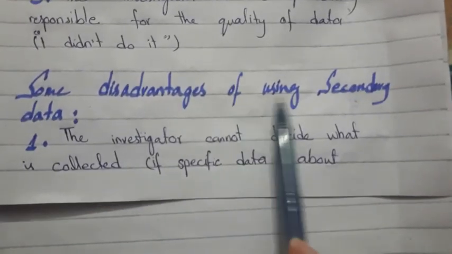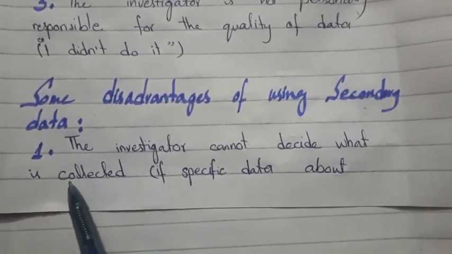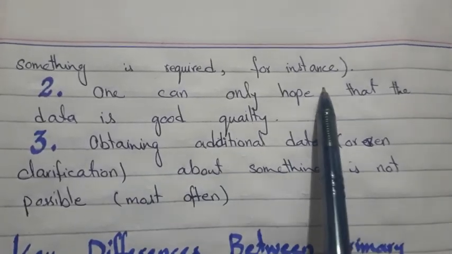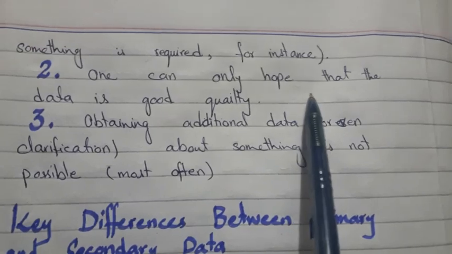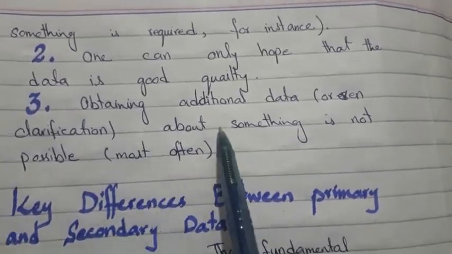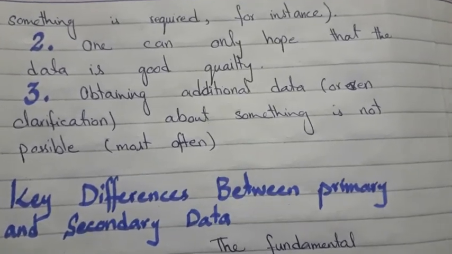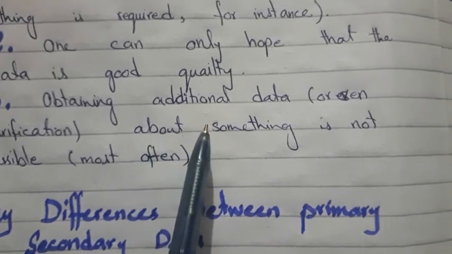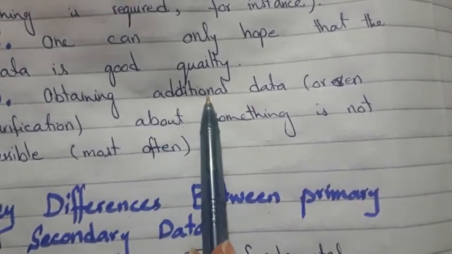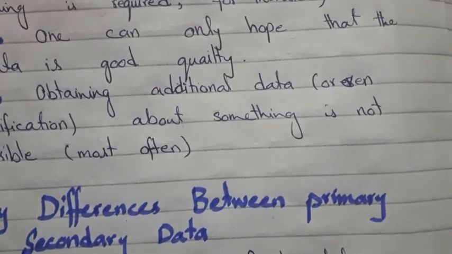Some disadvantages of using secondary data: the investigator cannot decide what is collected if specific data about something is required. For instance, one can only hope that the data is of good quality. Obtaining data about something specific is most often not possible. If you are using secondary data and additional data is required, you can't give it because you are using already existing secondary data.